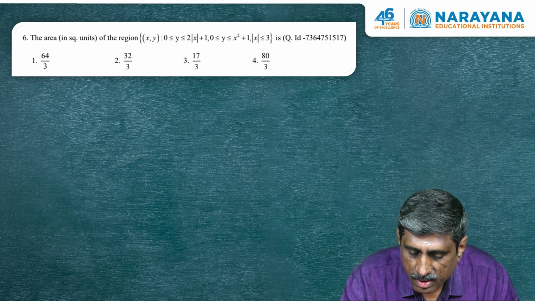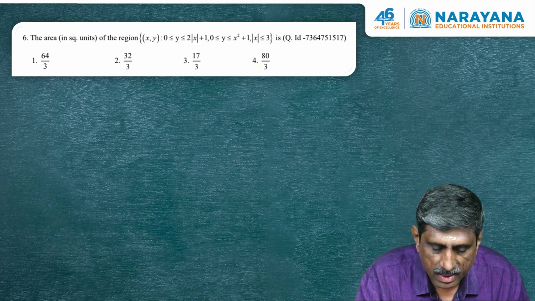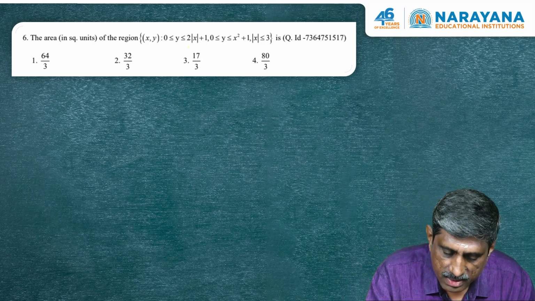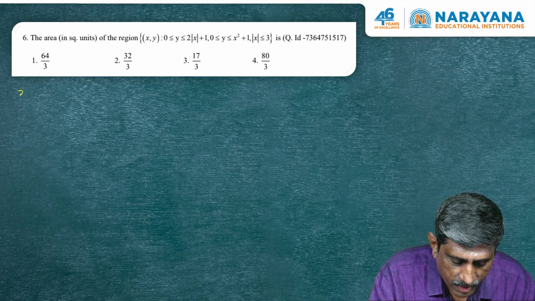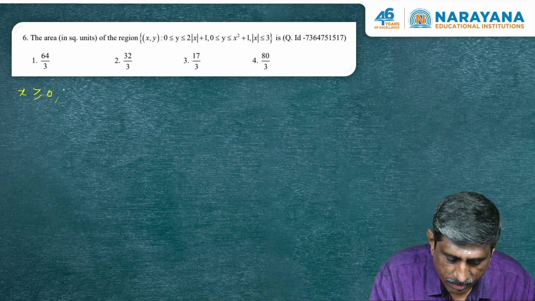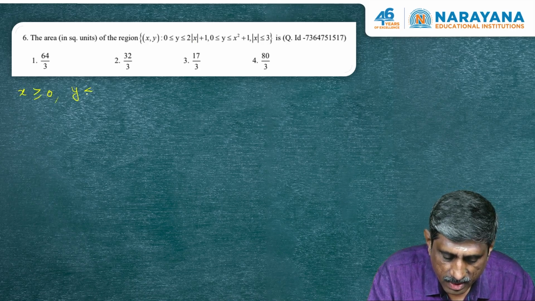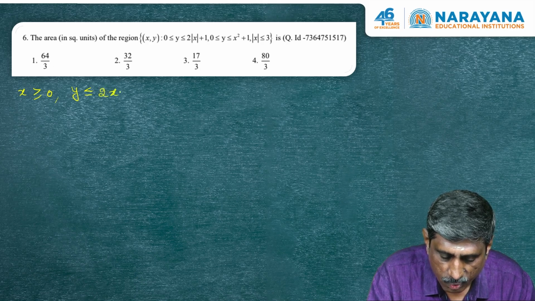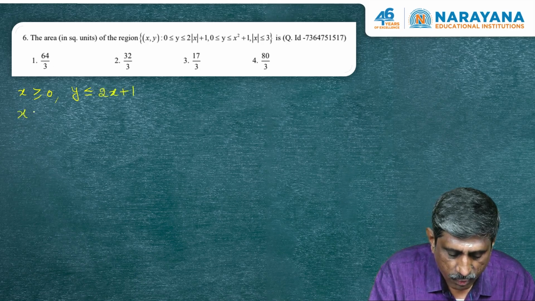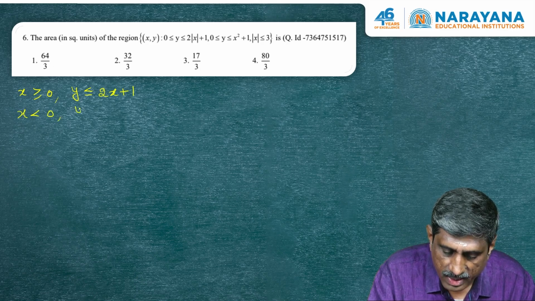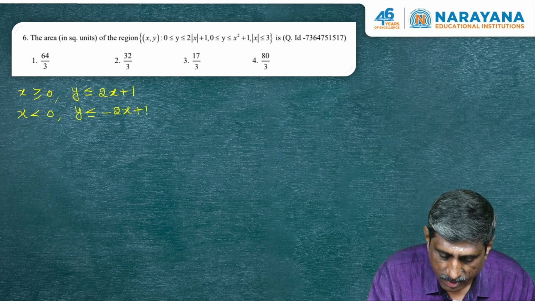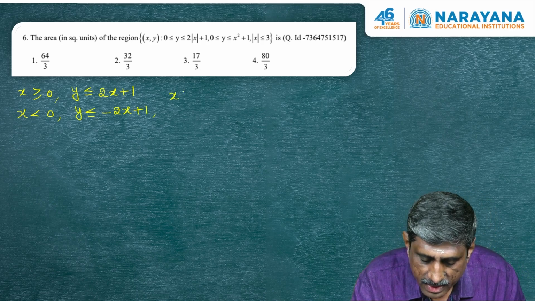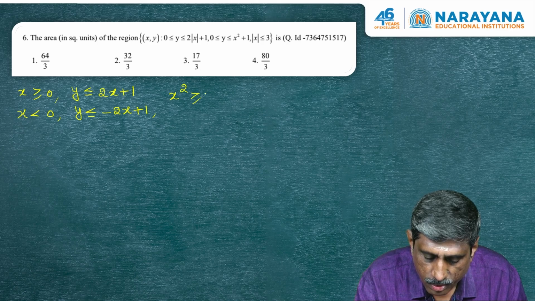When we just draw the graph of this approximately, let us first take x greater than 0. For x ≥ 0, we are getting y ≤ 2x + 1. This is one line region. For x less than 0, we get y ≤ −2x + 1. And from here, x² ≥ y − 1 and |x| ≤ 3. That is the total region.